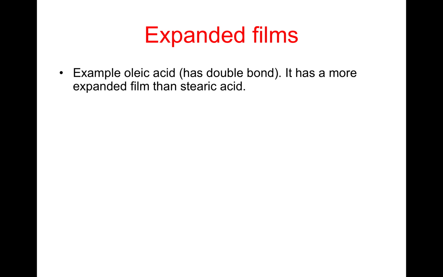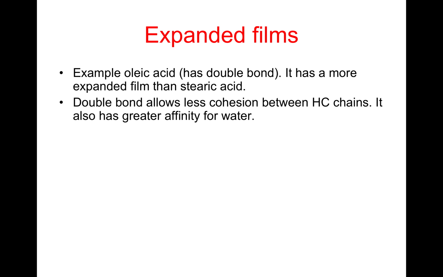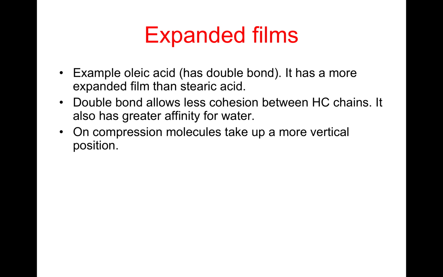Let us look at expanded films again. Here, an example is oleic acid. Now, oleic acid has a double bond within it. It has a more expanded film than stearic acid. The double bond allows less cohesion between hydrocarbon chains. It also has greater affinity for water. On compression, molecules take up a vertical position, as we saw before.